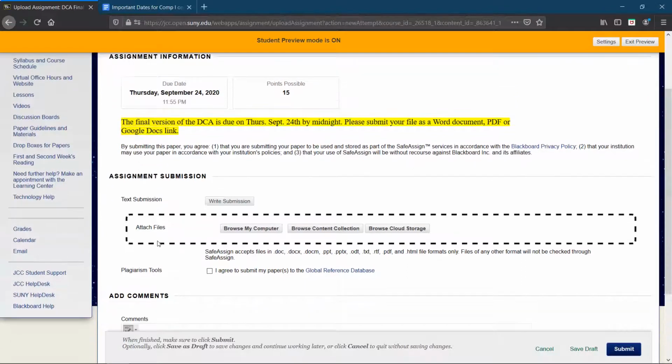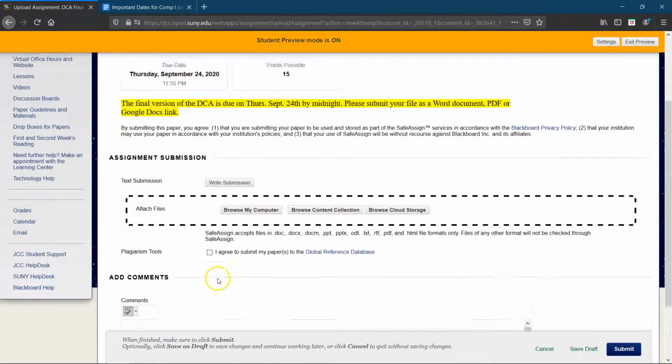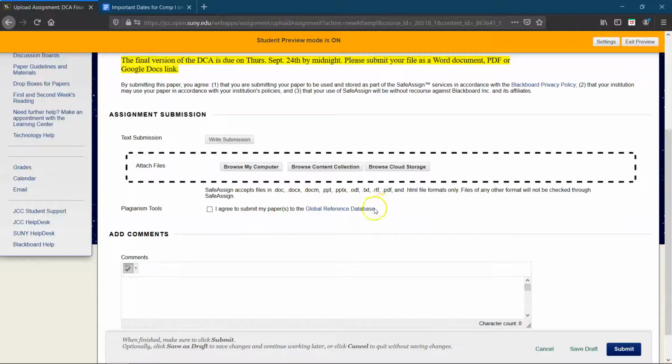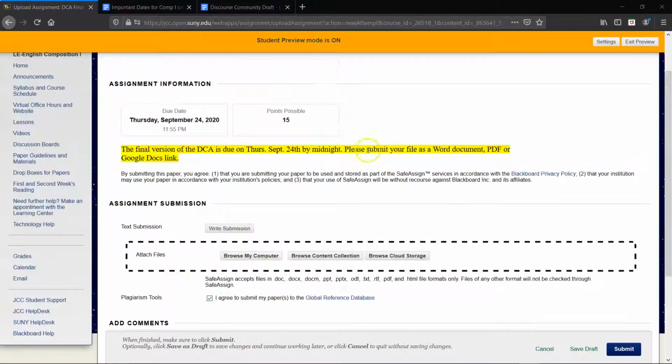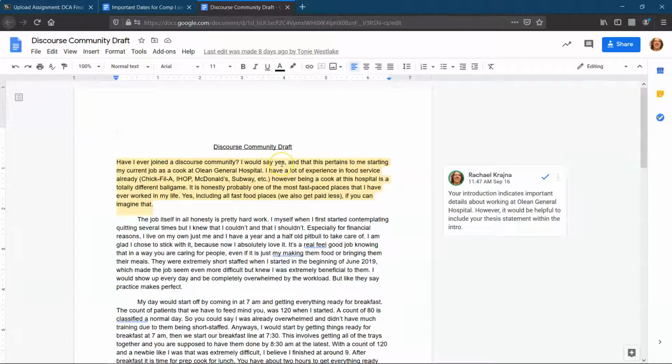So in order to turn in the paper, you have to checkmark I agree to submit my papers to the Global Reference Database. Otherwise, it will not submit. You can submit your file as a Word document, a PDF, or Google Docs link. And I have my little test draft that I have for the DCA right here.